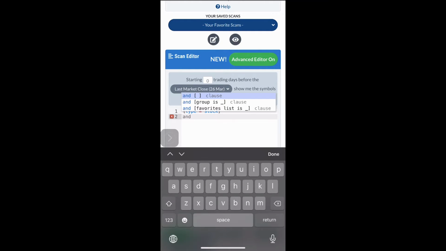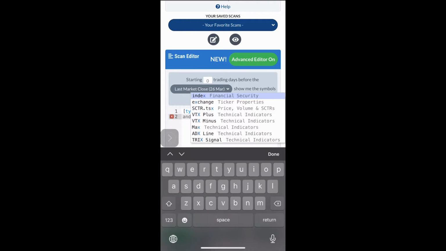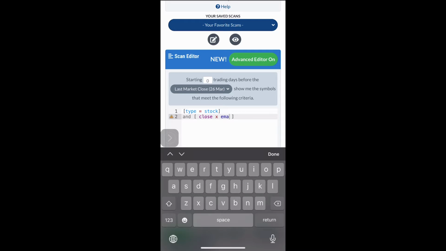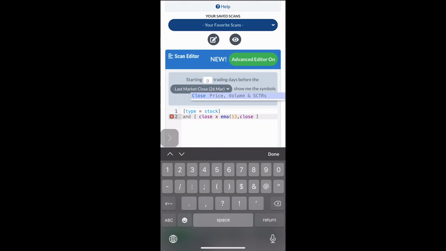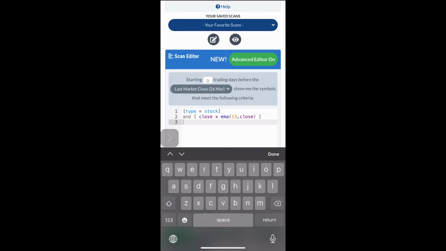So in this case, we're going to open up a new clause on the second line. This one, we only need the type of stock. That's why I removed the other information. But here we're looking first and foremost that the close is crossed because we're looking for upward trends. We're going to look for the close to cross the EMA of 13. And just a reminder, it's really important that you don't forget your parentheses and your brackets and things like that, because it can set you up for a few errors.